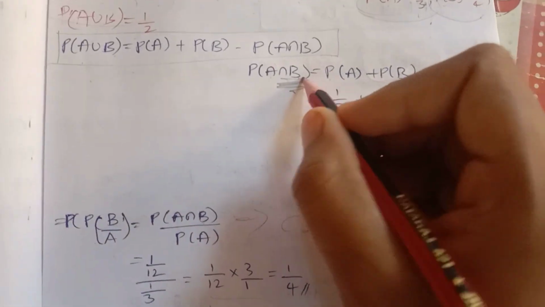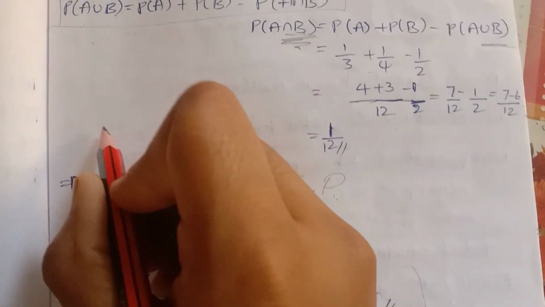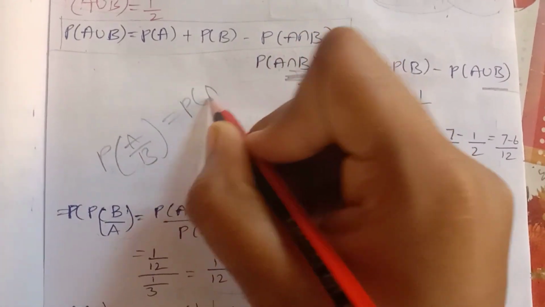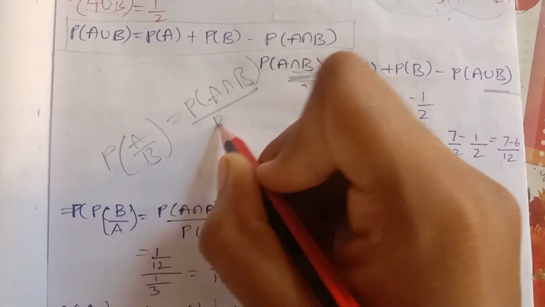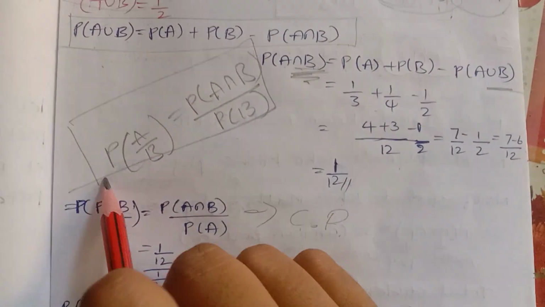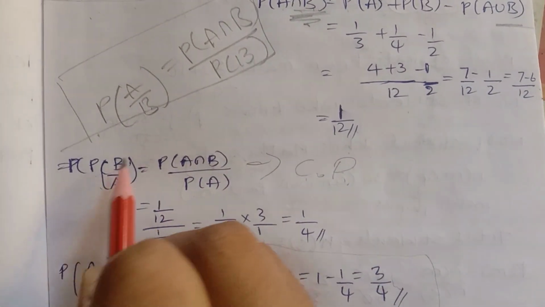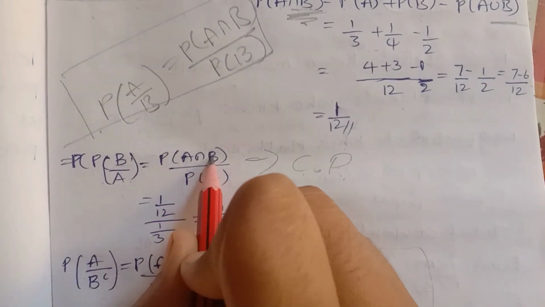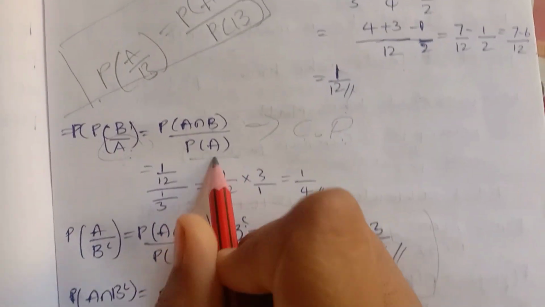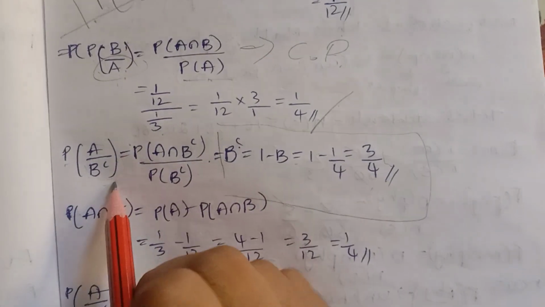By using this A intersection B we follow the conditional probability formula. P of A given B equals the intersection of these two terms in the numerator, with the probability of B in the denominator. This is the conditional probability theorem. Using this we solve P of B given A equals the intersection in the numerator and the probability of A in the denominator. By substituting these values and cancelling we will get the solution. And P of A given B complement.